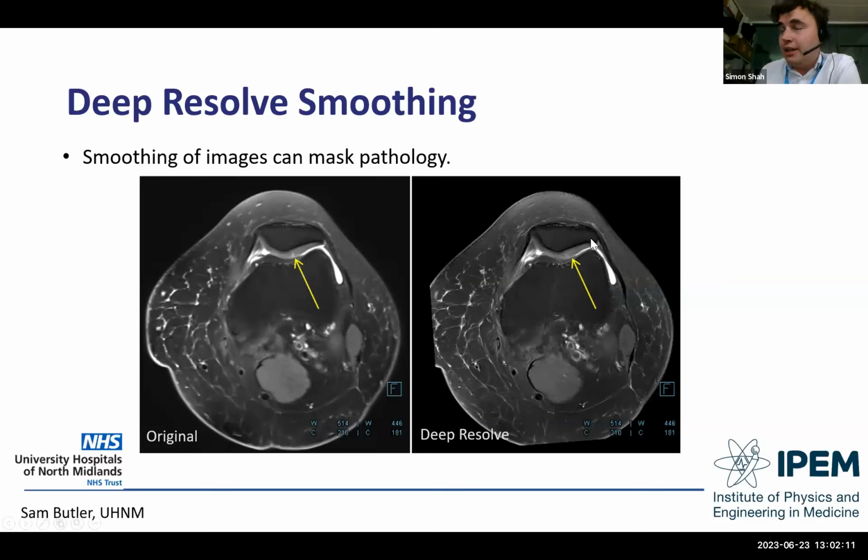So again, it's finding that optimum for that protocol and what you're looking for pathology wise. You might have different levels of smoothing that you want to apply to accelerate your sequences.